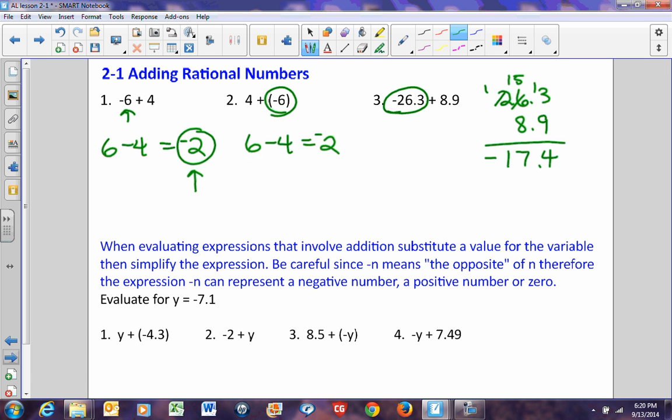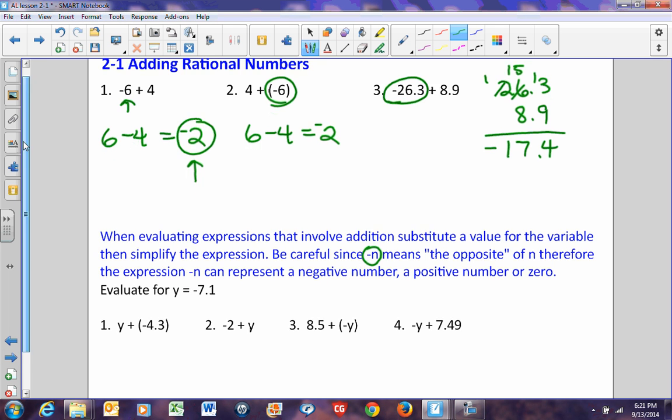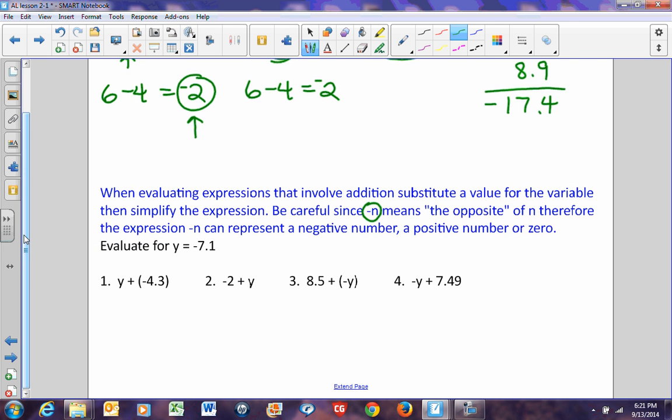Now, when you evaluate expressions that involve addition, substitute a value for the variable, then simplify the expression. Be very, very careful, since -n right here can mean the opposite of n, and most of the time it's referred to as the opposite of n. Therefore, the expression of the opposite of n can represent a negative number, a positive number, or a 0, depending upon what you're using. So let's look at a couple of examples here.